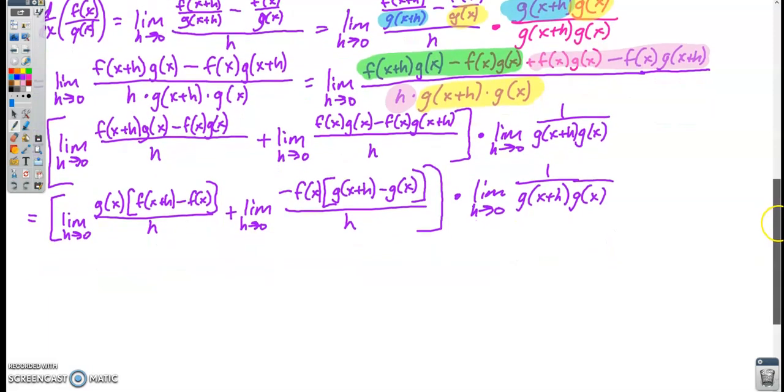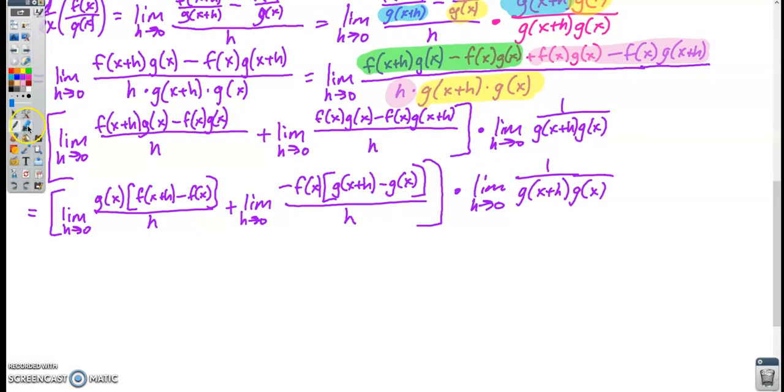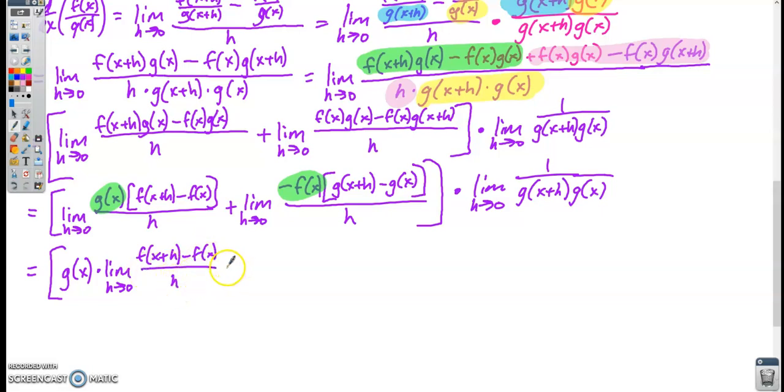And now, with respect to these limits, since these limits are in terms of h, that means that this factor right here and this factor right here are both constant with respect to those limits. So we can factor them out of their respective limits individually. So this turns into g of x times limit as h goes to 0 of f of x plus h minus f of x all over h. And then we factor out a minus f of x times limit as h goes to 0 of g of x plus h minus g of x all over h.